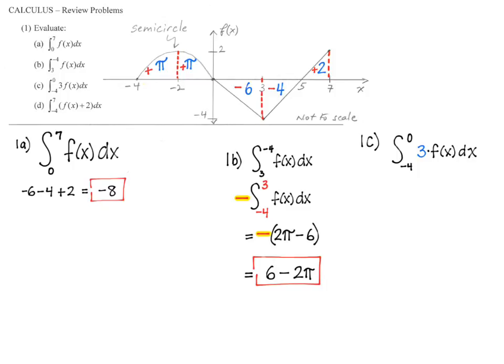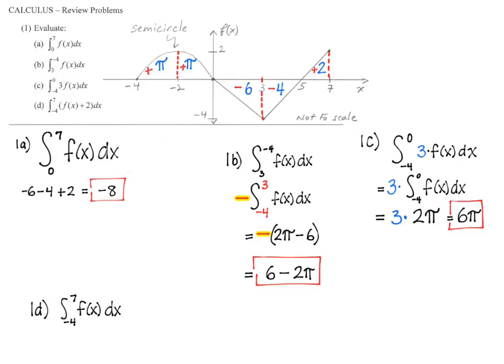The third one, it says from -4 to 0, and then it has a constant times the function. One of our properties says to pull out the constant, and now I'm just going to take the integral. Well, that happens to be the semicircle, which is 2 pi. So we can have 3 times 2 pi, which is 6 pi.